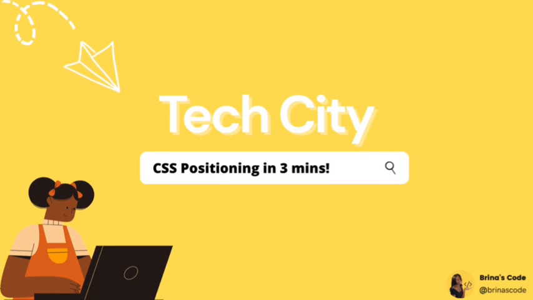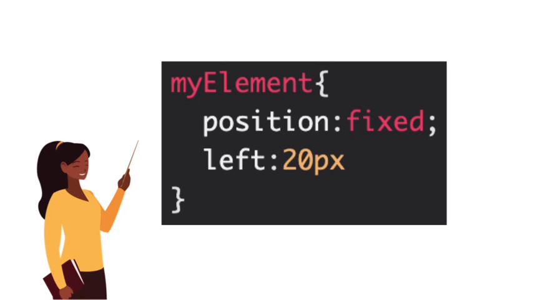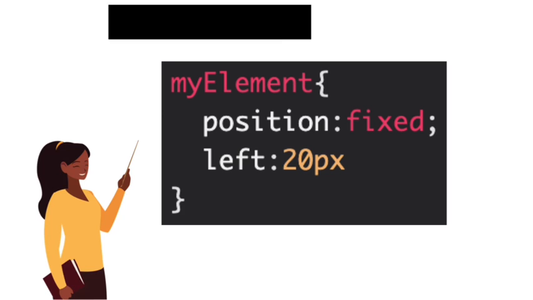Today we're learning about CSS positioning in 3 minutes. This is an example of a positioned element in CSS. You can see the position property and the left property. We will talk about each of these in detail.